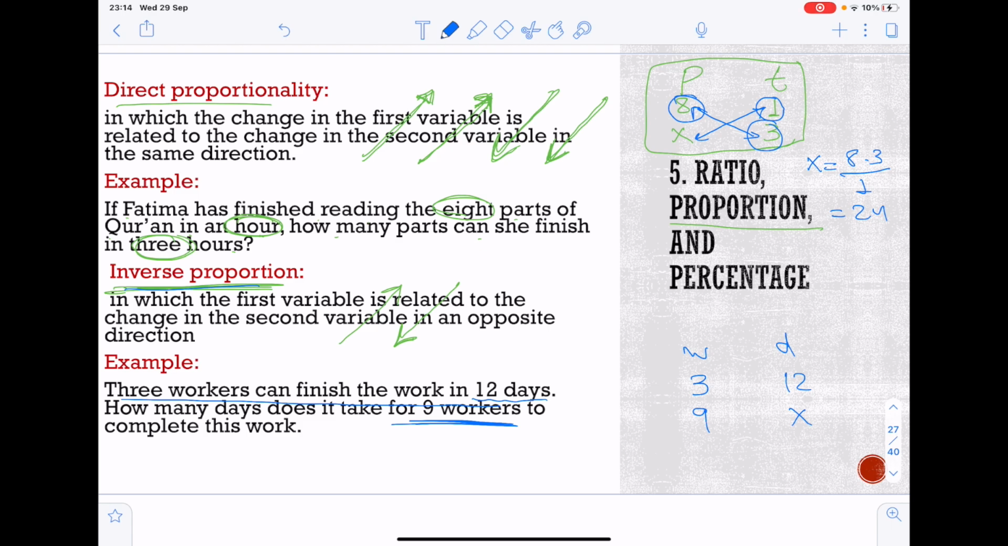So of course, if you increase the number of workers, the number of days will decrease. So in this case, okay, I will use the inverse proportion where I will multiply this together and this together. So my X in this case is 3 times 12 over 9. Okay, of course here I can cancel this 3 with one of these 3s, then this 3 with this 3. I will be left with 4. So they will finish in 4 days instead of 12 days.